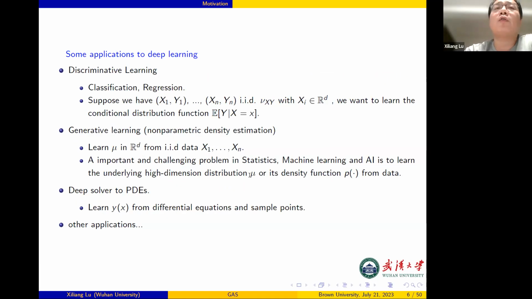For applications, the most successful application of deep learning is discriminative learning, like classification or regression. There is also generative learning, which tries to learn a density from samples. We focus on deep solvers for PDEs, which try to learn a function from the differential equation and some sample points. So we need two things: the equations and the sample points. There are also other applications.